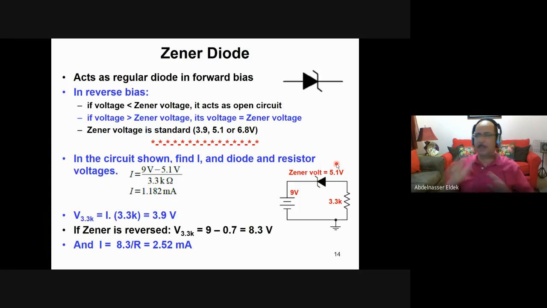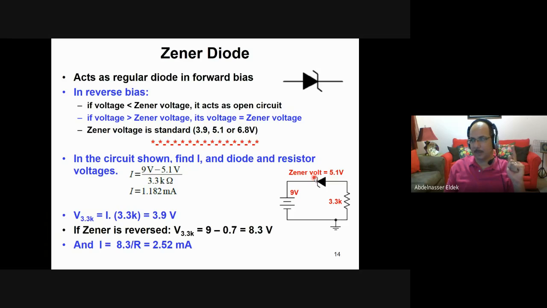Imagine that the voltage in this circuit is 9 volt now. Assume that it is not 9 volt. It is reverse mode because the positive is connected to the negative. So imagine that this voltage is 1 volt, and the Zener diode reverse voltage is 5.1 volt. If this one is 1 volt, it is less than 5.1, so this Zener diode is acting as an open circuit.